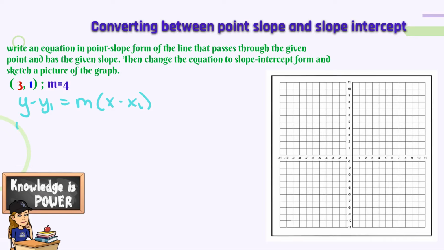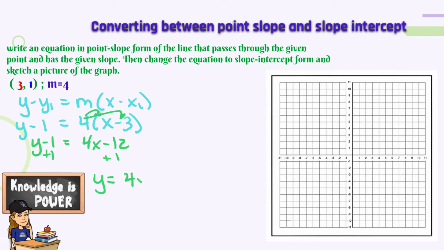So I've got my y minus 1 is equal to 4 times x minus 3. So there is my equation of my line in point-slope form, but I need it in slope-intercept form. So how I'm going to do that is I'm going to distribute this 4 to everything inside the parentheses, and I get y minus 1 is equal to 4x minus 12. Then I'm going to add 1 to both sides, and I get y is equal to 4x minus 11.